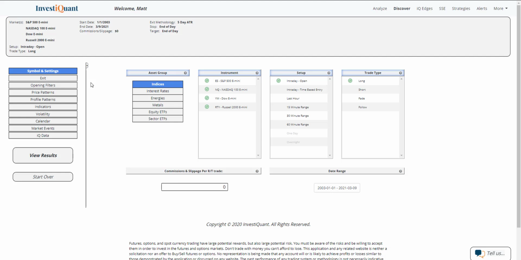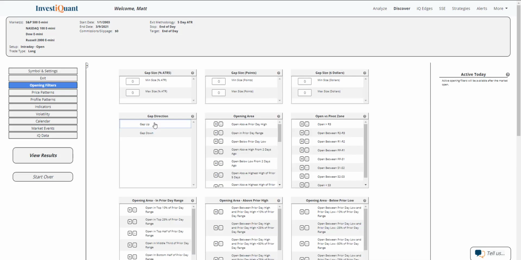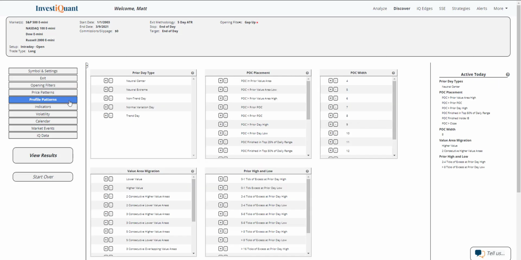Now, this morning, the markets are trading higher, so I'm going to add that to the study. I'm going to select gap up in the gap directions category within the opening filters. Next, I'm going to go into profile patterns, and I'm going to use this value area migration, 2 consecutive higher value areas. So that is right here, the value area migration. This will tell you how the value area is moving. Again, this is a market profile term. You can Google it and find all types of information about value areas and that sort of concept.